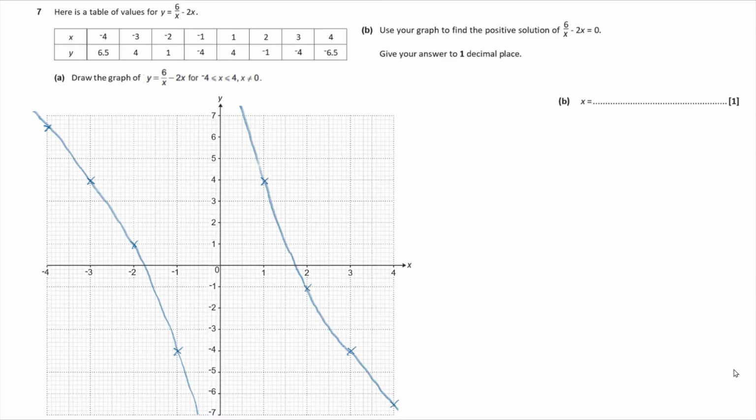So use your graph to find the positive solution of 6 over x minus 2x equal to 0. Well, y equals 0 is the x-axis. So if you've got an equation set to 0, then you're looking at where it crosses the x-axis. Okay. Now we want the positive solution. Now noting that there is a negative solution here, isn't there? That's a negative solution because you've got a negative value of x, which is there, and then that's your positive solution there. So that one reads off to be about 1.7. So to one decimal place, then that's going to be 1.7.